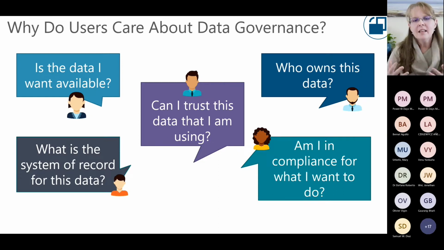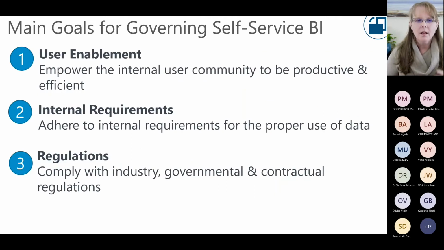And the thing is that users, they don't want to be governed. They don't want to be told what they can and can't do, although that's certainly required sometimes. But if we really approach it from this idea of user enablement, that means we can help people get things done and we can save them from headaches. So I say there are three main goals for governing self-service BI. So to Chewy's point, not just Power BI, self-service BI as a whole.